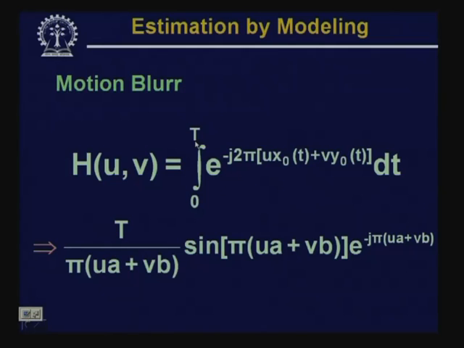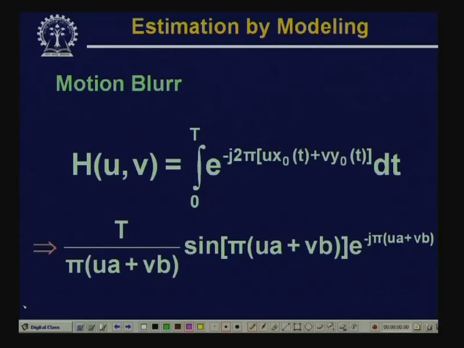Using that concept, we got a mathematical model for motion blur, which in our last class we derived. It is given by H(u,v) equal to the integration from 0 to T of e to the power minus j 2 pi (u x0(t) plus v y0(t)) dt, where x0(t) indicates movement along the x direction, and y0(t) indicates movement along the y direction. If I assume that x0(t) is equal to a t and y0(t) is equal to b t, then this particular integral can be computed and we get a final degradation function, or degradation model, as given in the lower equation.